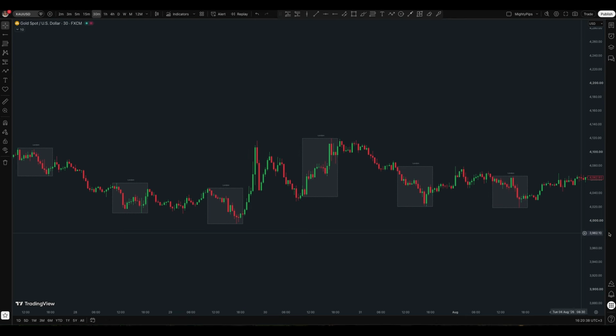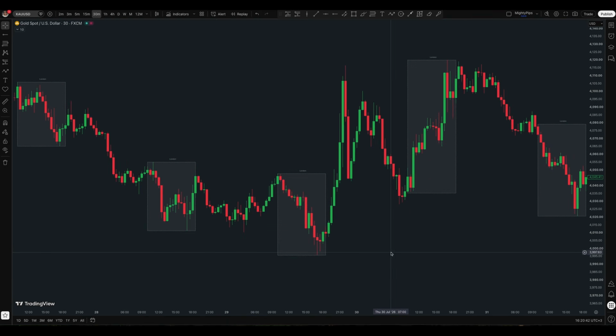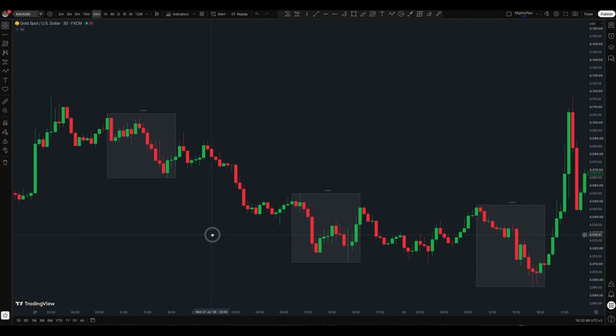So let me show you guys just an example. I'm not going to do bar replay, but I'll just show you some of the elements that you can trade using the one candlestick strategy, and also using that London kill zone.